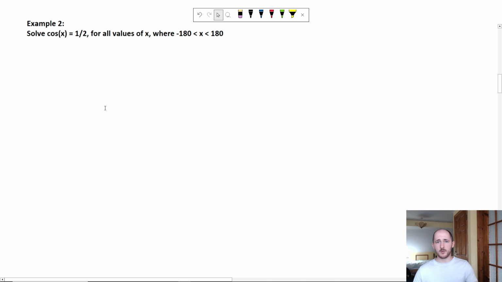Okay, with this example, I have thrown at you a few new things. First of all, we're using cos instead of sine. That should not really change anything, okay? But if you look at the region, instead of it being 0 to 360, it's minus 180 to plus 180. Don't fret, okay? It's going to be the same thing.